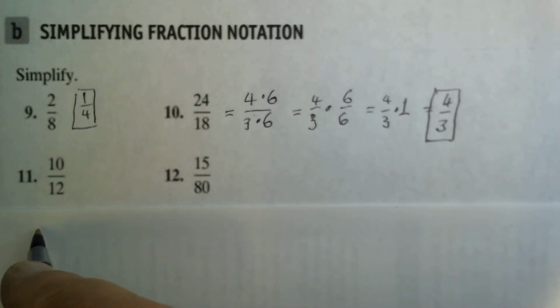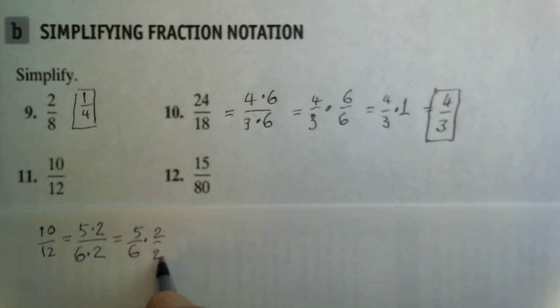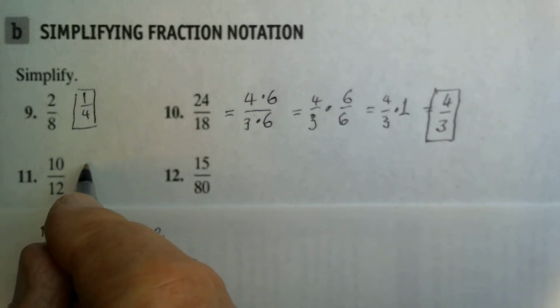10 divided by 12. We can factor that into 5 times 2. And we can factor 12 as 6 times 2. That's equal to 5 divided by 6 times 2 divided by 2, and 2 divided by 2 is 1. So we have 5/6 times 1, and that's equal to 5/6. So the answer to number 11 is 5/6.